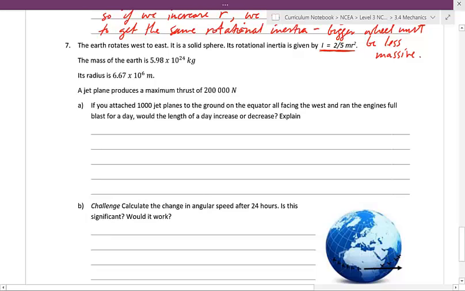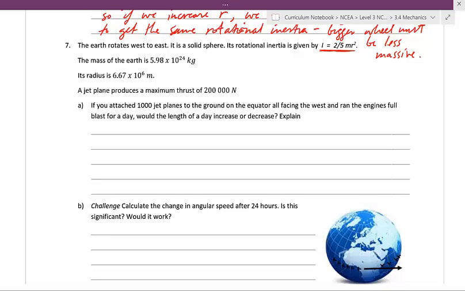A jet plane produces a maximum thrust of 200,000 newtons. If you attached 1,000 jet planes to the ground on the equator, all facing the west, and ran the engines full blast for a day, would the length of the day increase or decrease?